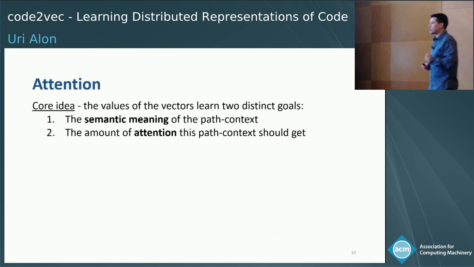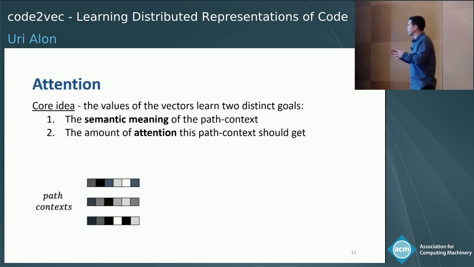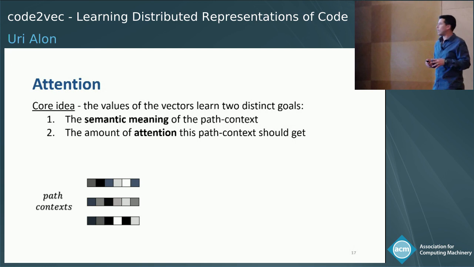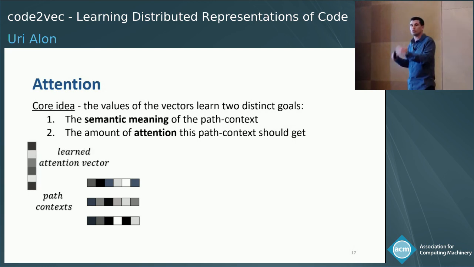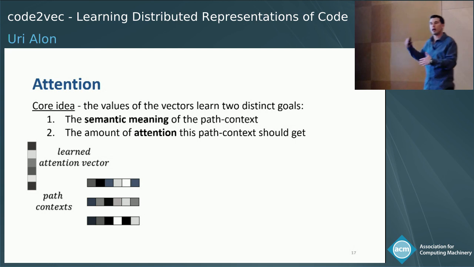So the idea in attention is that the values of the vectors learn two distinct goals: the semantic meaning of the path context, and the amount of attention, the amount of focus that this path context should get. So our input is a set of path context vectors, and we have an additional learned attention vector in the neural network, which is also initialized randomly and updated and trained with the rest of the network.